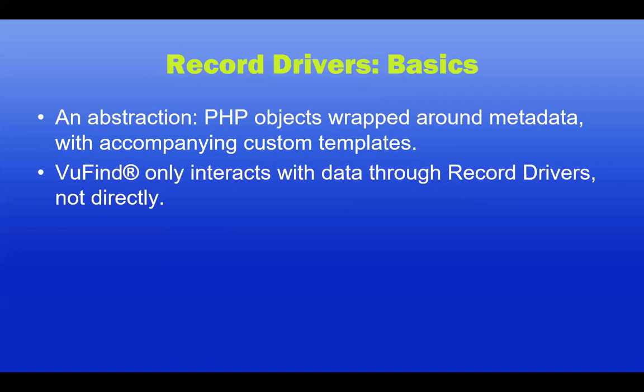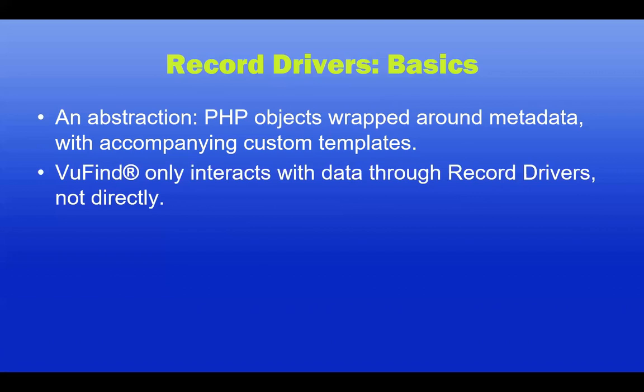What do I mean by that? For example, in a MARC record, the title is stored in a 245 field, but information about things like 245 fields only exists inside record driver code. Outside of the record driver, VuFind only cares about getting a title. It asks the record driver, please give me a title. And the record driver, if it's wrapped around a MARC record, gives it the 245 field. If it's wrapped around a Dublin Core record, it gives it the DC title field, et cetera, et cetera.